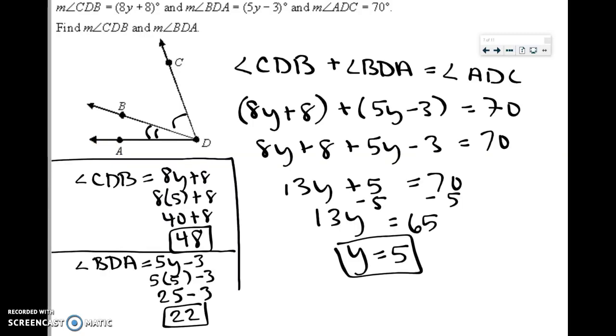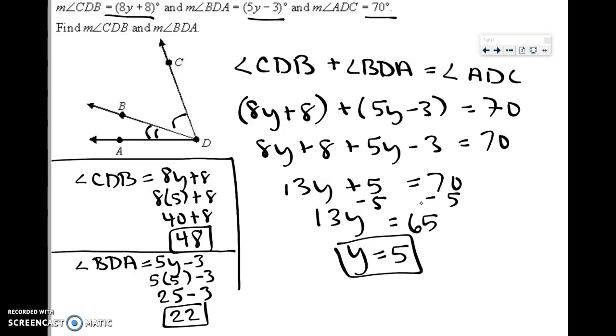All right, going through the angle addition postulate, angle CDB plus angle BDA equals angle ADC. I replaced each of these three with what each of those angles represent in the problem. I put parentheses around them because the parentheses were given there, and I just rewrote them since it's addition. We're not distributing anything. We are allowed to take the parentheses away because 8y and 8 are unlike terms, and same thing with 5y and negative 3. Combining like terms, 13y, 8 minus 3 is 5, move 5 over.